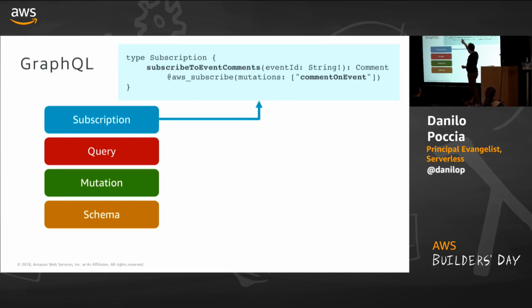So the idea is that you create a subscription. For example, the name is subscribe to event comments. And you specify the event ID. So I want to subscribe to comments to this specific event, the Builders' Day in Dublin. And this is linked to a mutation.